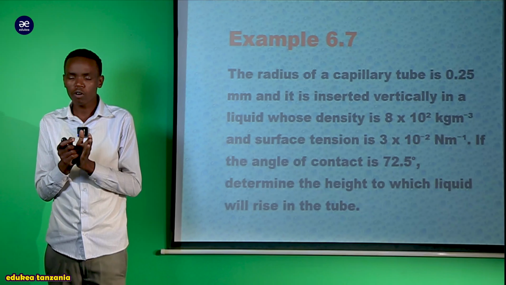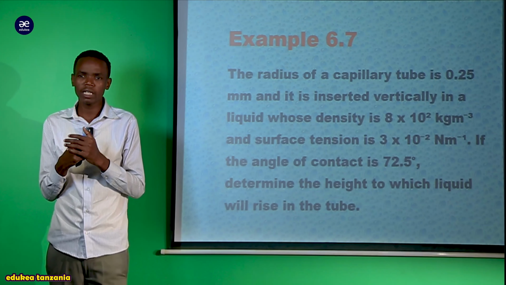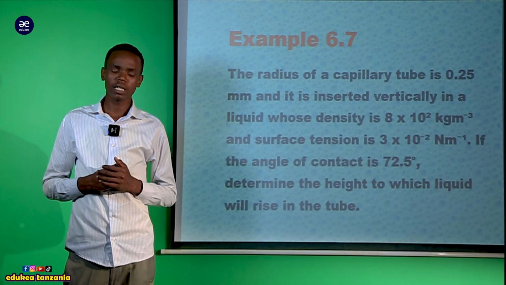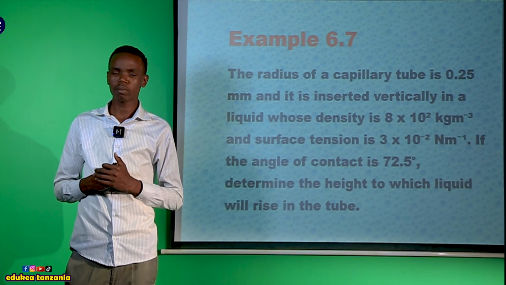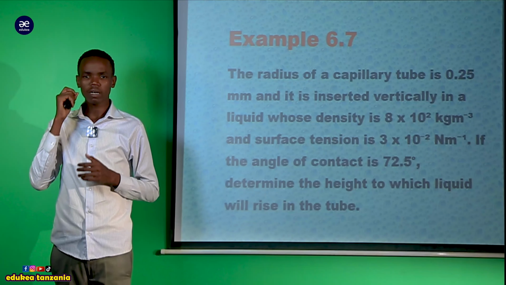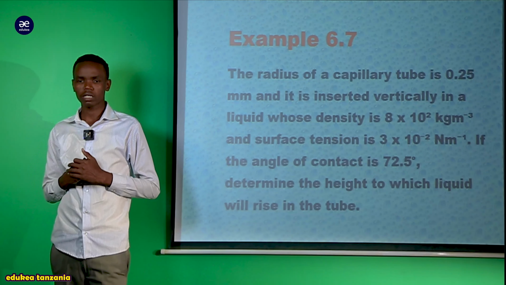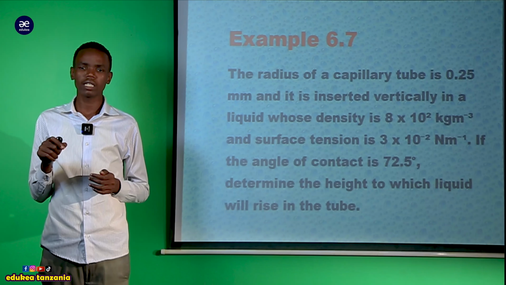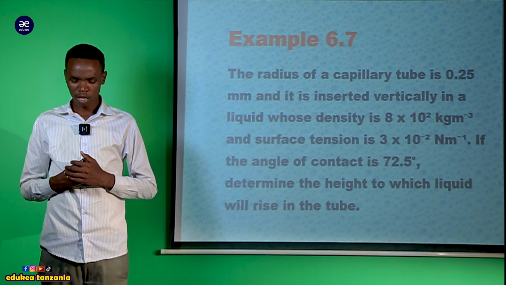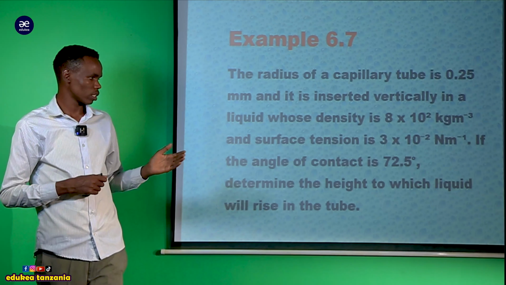Finally, for the convex meniscus, we demonstrated that the height of the tube must be equal to 2 times the surface tension times cosine theta, then divided by the r, g, density, h. That is what we demonstrated on the last session.